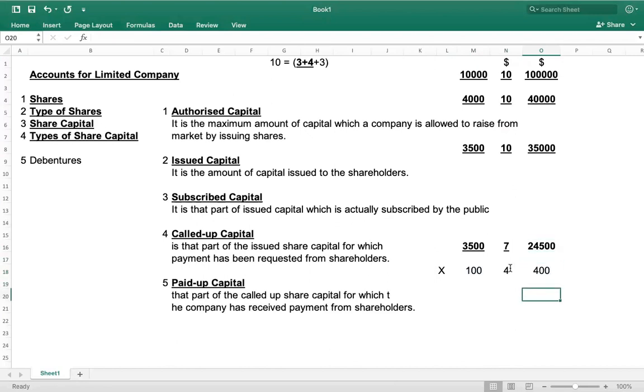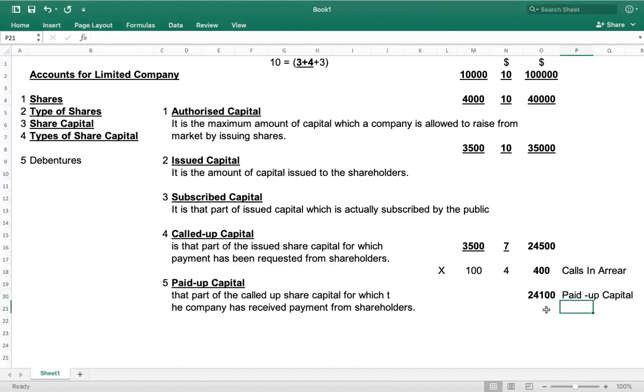Now called up capital is this. But that person didn't pay how many dollars? 400. The remaining other people paid. So $24,100 is the paid up capital. Understood now? And the money the person didn't pay is known as calls in arrear. Calls in arrear, pending money. I hope that's clear? And the rest is known as paid up capital.